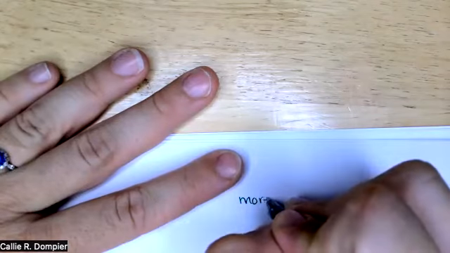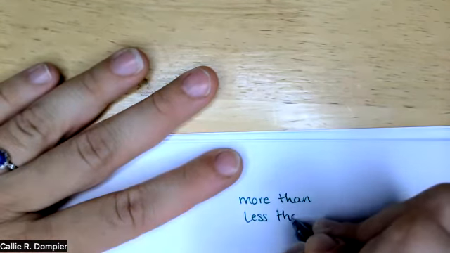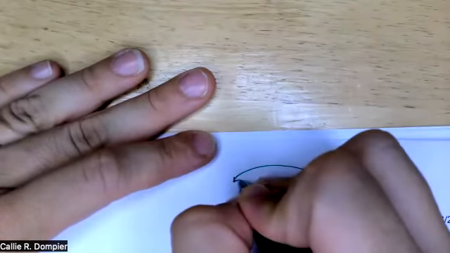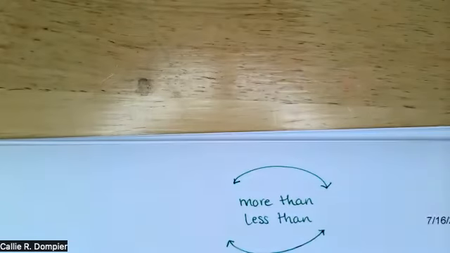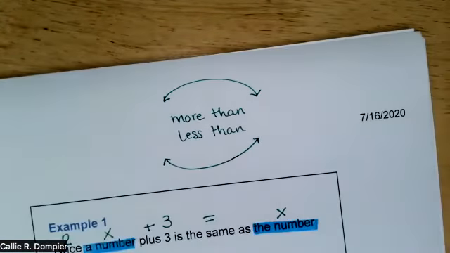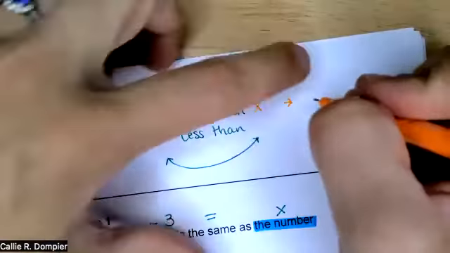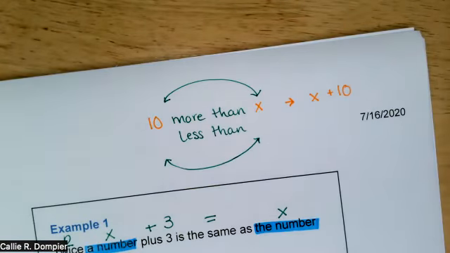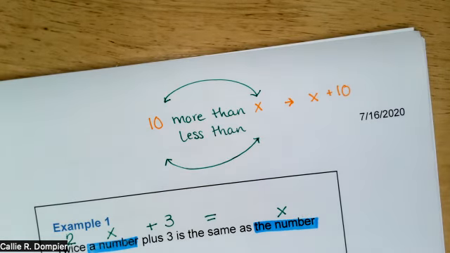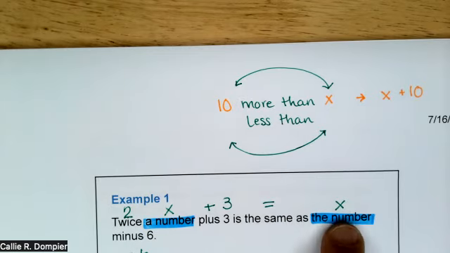Okay, remember that rule that more than or less than means you flip these. Okay. So 10 more than x looks like x plus 10. But if it's not that phrase, you can just go in order. Twice, I'm going to put 2 first. A number, I'm going to put the letter next. Plus 3 is the same as the number minus 6.